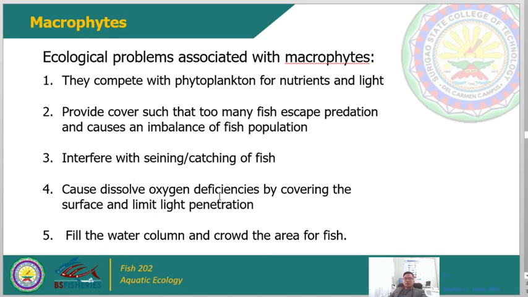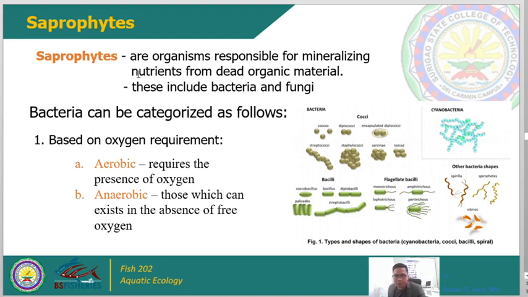And number four, they cause dissolved oxygen deficiencies by covering the surface and limiting light penetration. So basically, in those shaded parts, they do not promote oxygen production because of the shading effect that basically hampers photosynthesis from occurring. That is basically promoted by the algae and some other microscopic plants. And lastly, they fill the water column and crowd the area of fish, no? Usually there are no more areas for fish because they sometimes dominate that area. So those are the factors that cause problems among macrophytes.